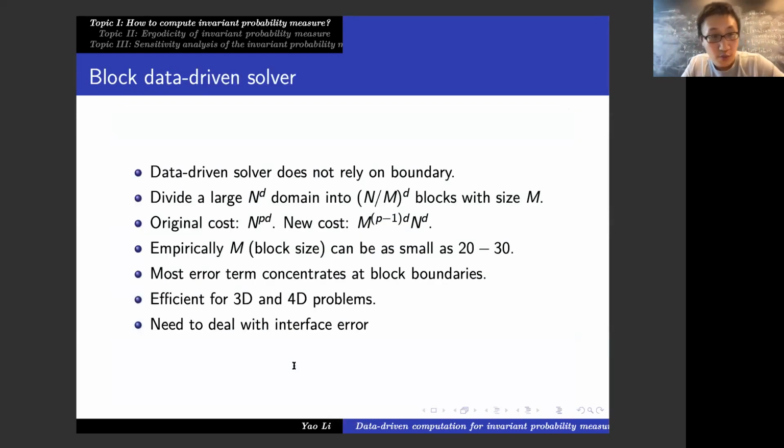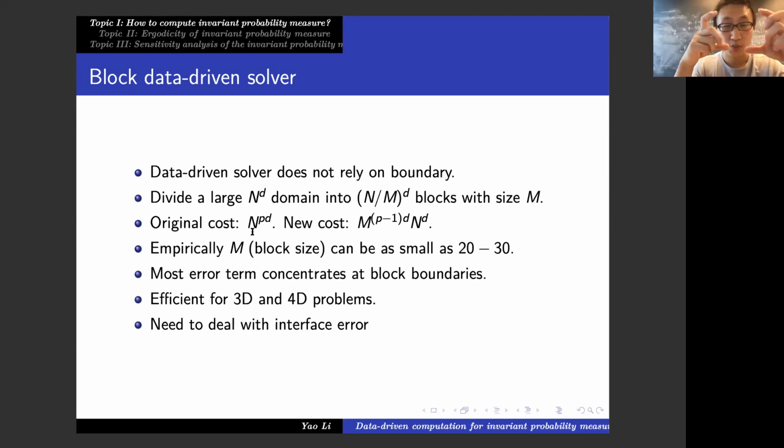So there are some improvements about that. Well, but I think in this talk, most of the audience are in the machine learning community, so let me go through it quickly. One quick improvement is that your solver does not rely on the boundary anyway. So let's just divide a large domain into lots of small blocks. Let's do this divide and conquer. Then you are dramatically reducing the cost.